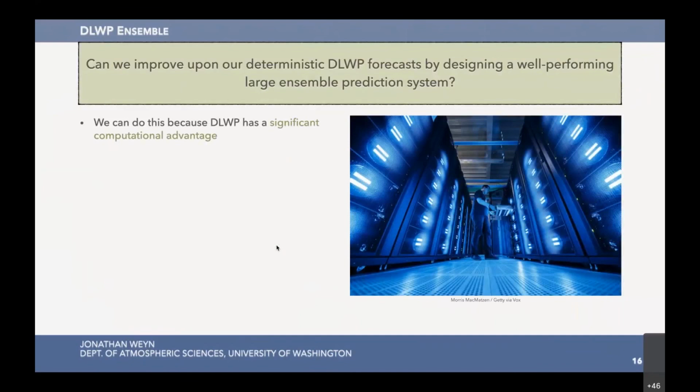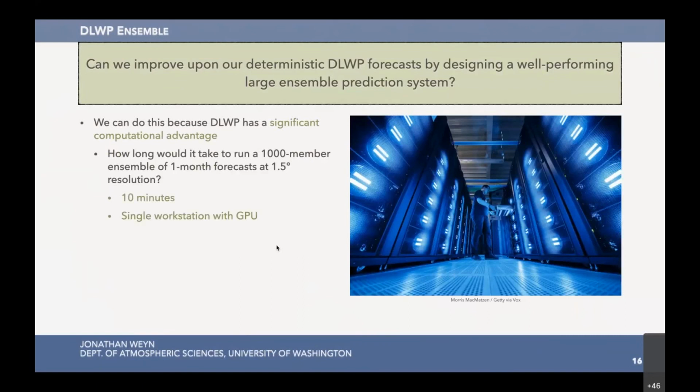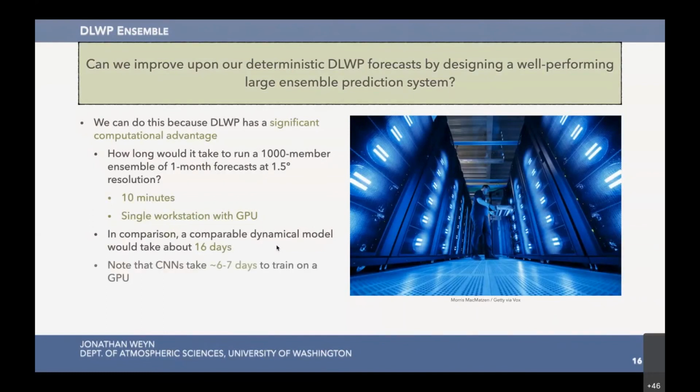atmospheric physical models. So we could ask, as a thought experiment, how long it would take to run a huge 1,000 member ensemble of 1 month forecasts at 1.5 degree resolution, which is what our model does. The answer is 10 minutes. Not only is it just 10 minutes, but it's 10 minutes on a single workstation with a single GPU. If you take a comparable dynamical model run on a single workstation CPU hardware, this same task would take about 16 days. Now, I will note that the CNNs do require a few days to actually train the model, but this doesn't necessarily factor into the actual cost of making predictions.